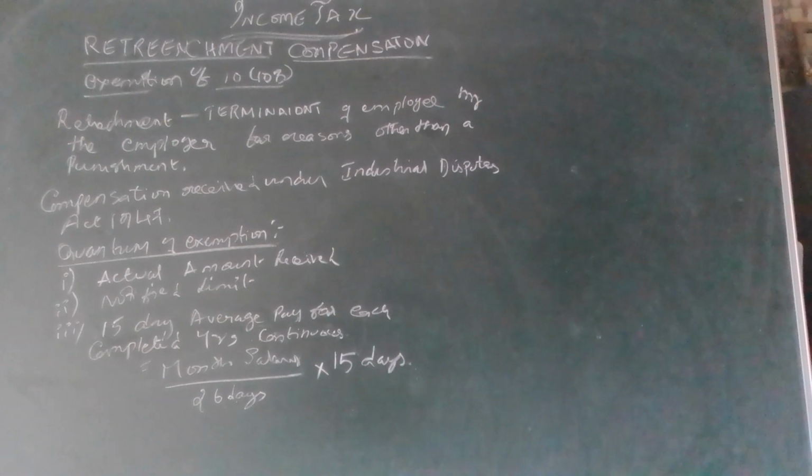At the same time, we should keep in mind that certain items should not be considered as salary under retrenchment compensation. One, any bonus received. Number two, contribution to a retirement benefit scheme. And three, gratuity payable on termination of service. Except these three items, all other things are considered as the salary payment.